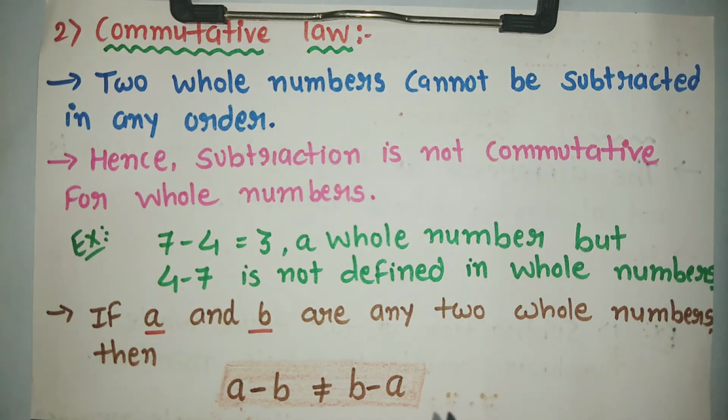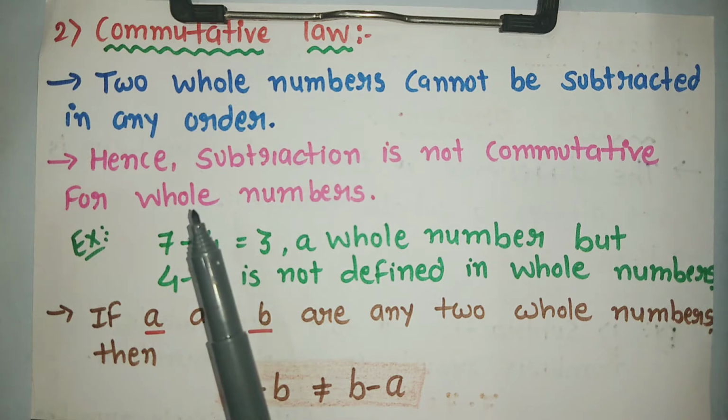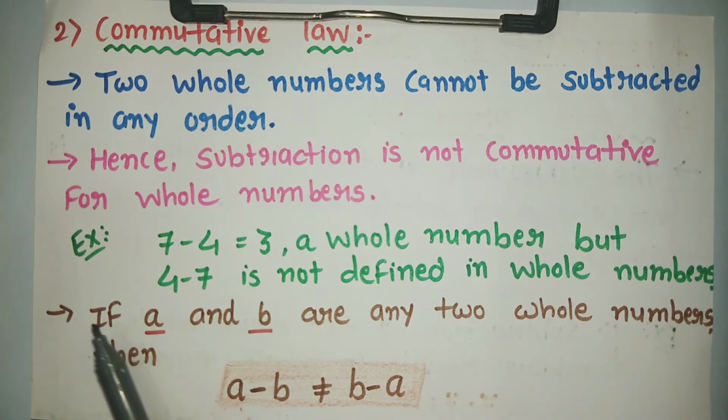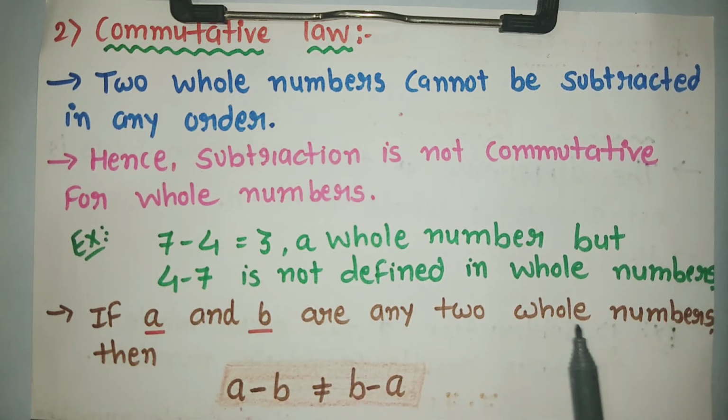In the commutative property, we have to deal with order. In addition, if we change the order, our answer is the same. But for subtraction, we cannot change the order of numbers. So what is the conclusion? If A and B are any two whole numbers, then A minus B is not equal to B minus A.